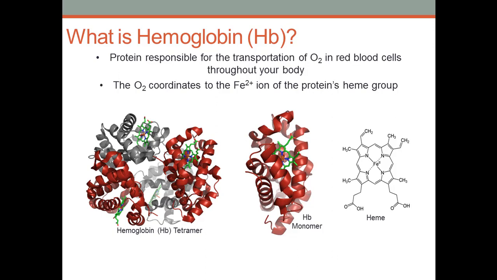So here's the structure of the heme group. You can see the iron 2+ ion right there in the middle. And the oxygen will coordinate there, and that's how it gets carried throughout your body.